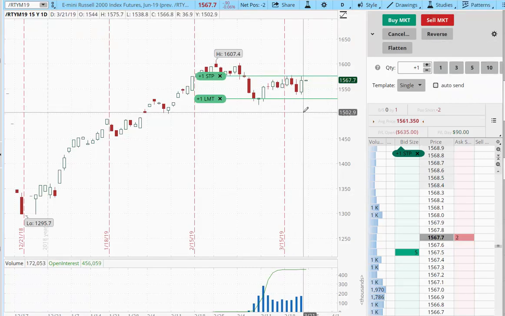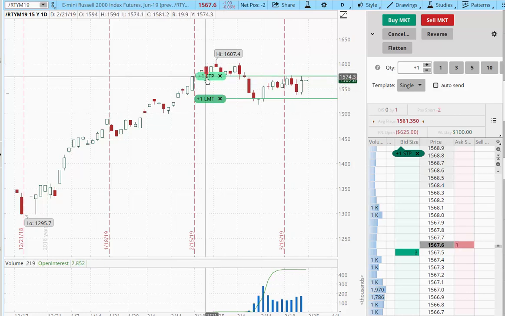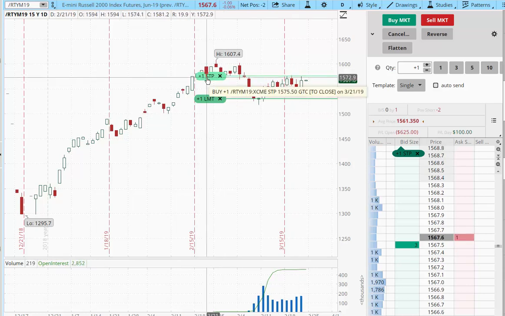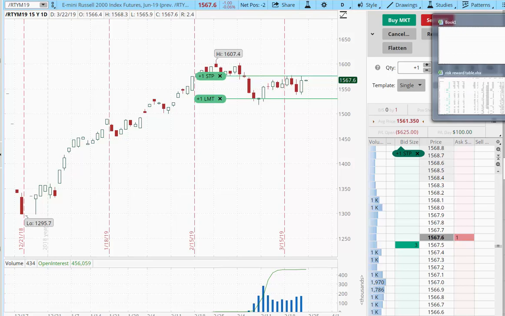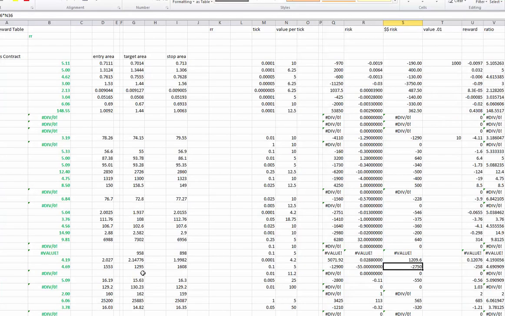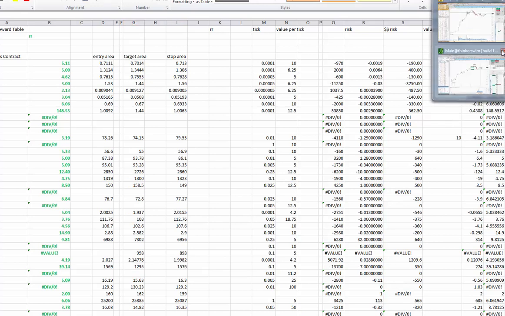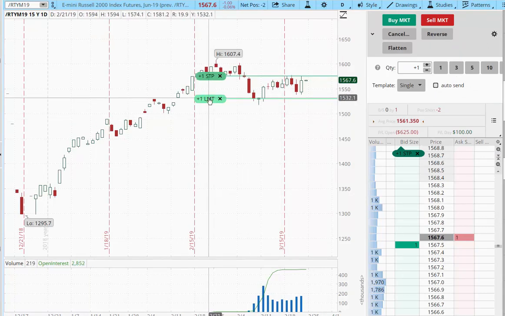Okay, this one got in at 1569, and our stop is, let's say, 1576, so 1569 and 76. Let's see. Boom. Okay. Just adjust our numbers. 1569 and 76, and let's adjust our target on here, so our target is much closer, and the target is 1530.